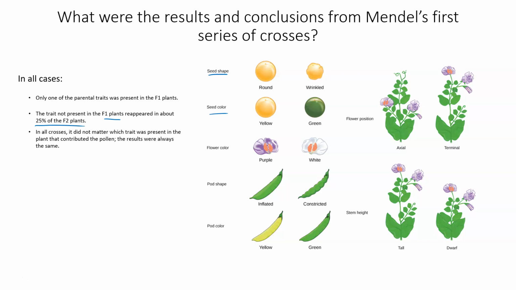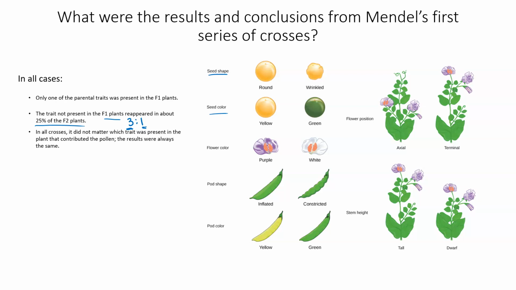It always kind of was left as the minority, right? So that, again, plays into that whole 3 to 1 ratio. 3 to 1, meaning 75% shows the dominant phenotype and 25% shows the recessive phenotype. And in all crosses, it didn't matter which trait was present in the plant that contributed the pollen, the results were always the same.